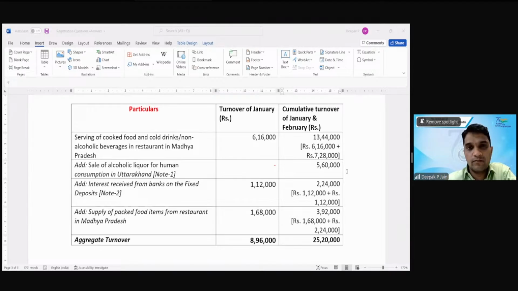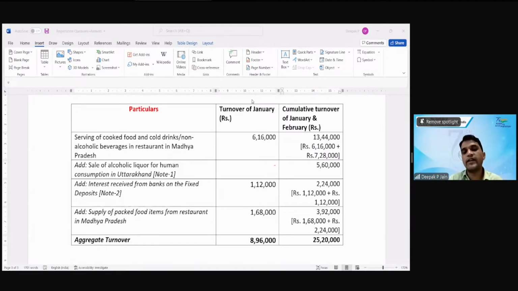Sir, I have a doubt. In the composition scheme, a person can register if the turnover is up to 1.5 crores, right? Correct. And in the normal scheme, if it exceeds 40 lakhs, he has to register. 40 lakhs is for goods, 20 lakhs is for services. So it will exceed 40 lakhs first, then it is up to 1.5 crores. I do not understand how. Both are separate.